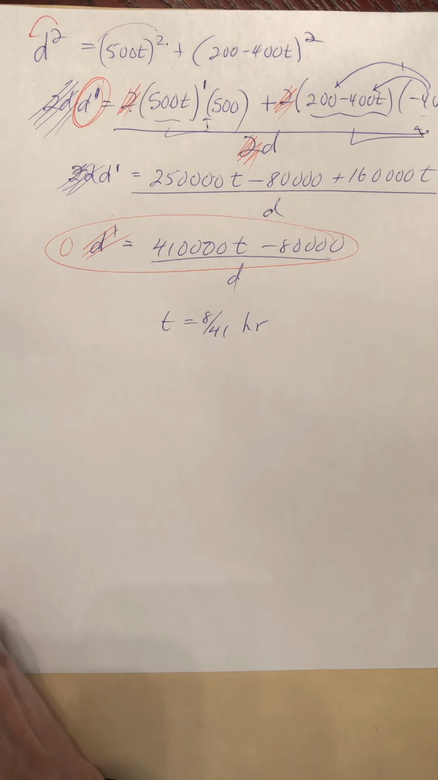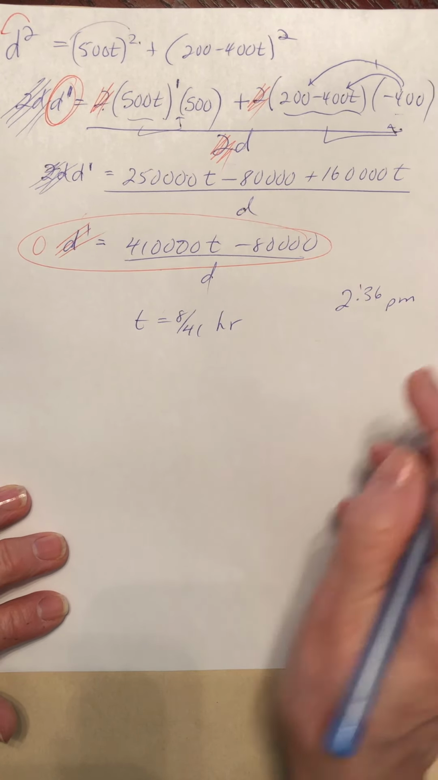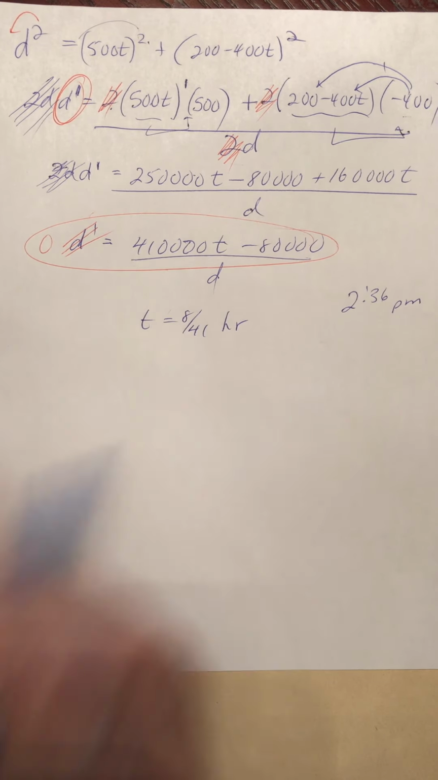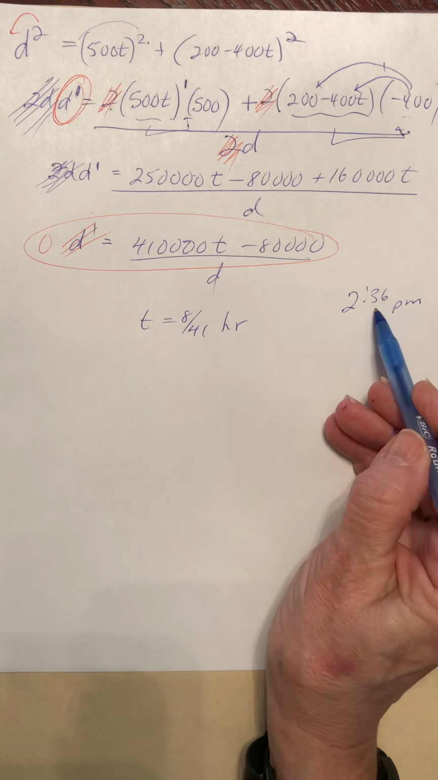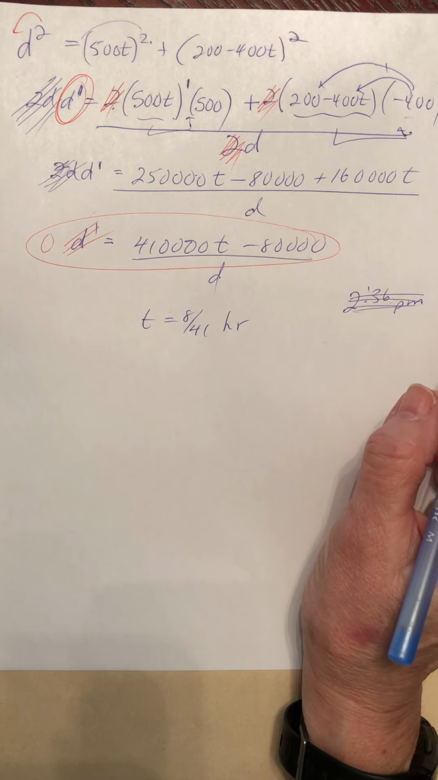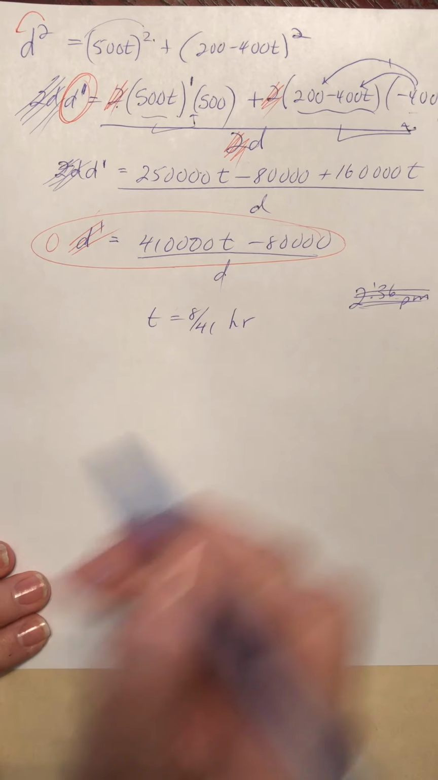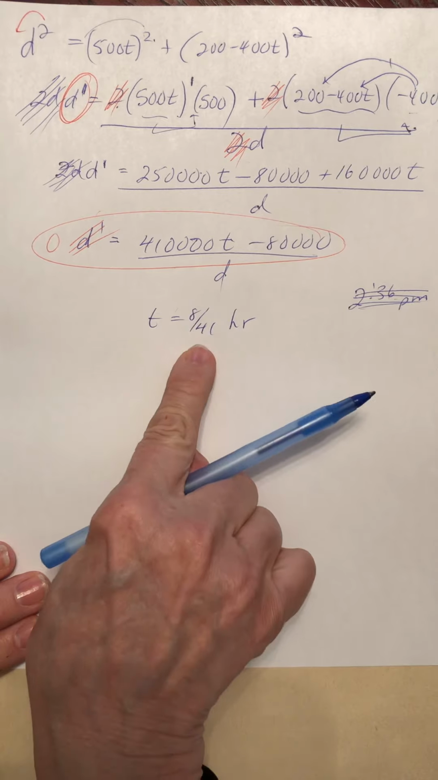But if they asked for what time of day, okay, are these planes going to be closest together? A time of day is things like 2:36 p.m. So you're not going to be saying 8 over 41 p.m. So this needs to be changed to minutes so that you can incorporate it into a time. So the question started saying this is all happening at noon. So how are you going to move forward to give a time of day? So it's noon plus this amount of time.